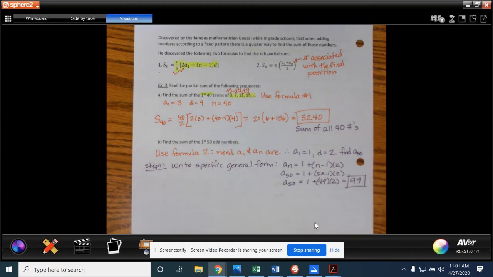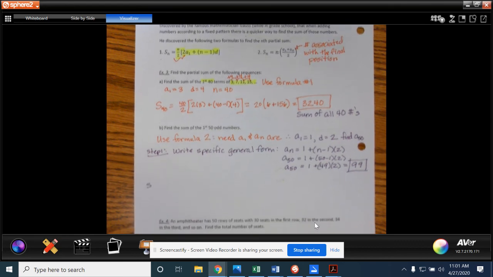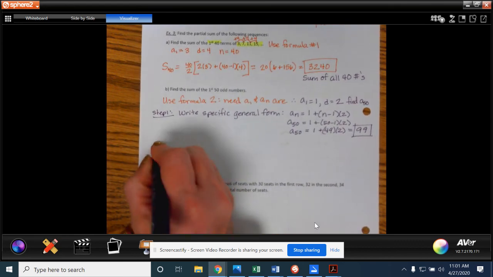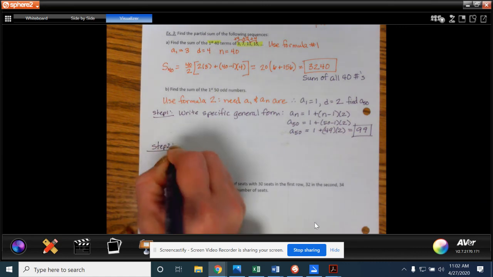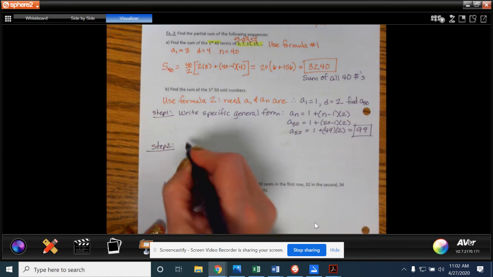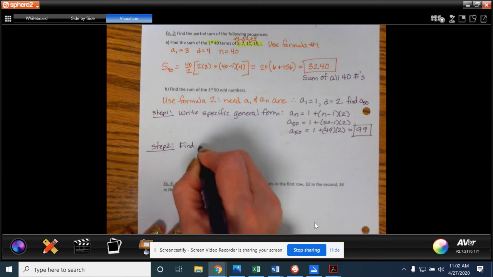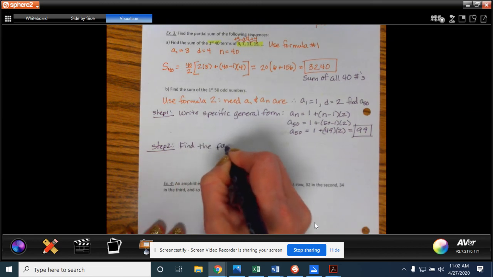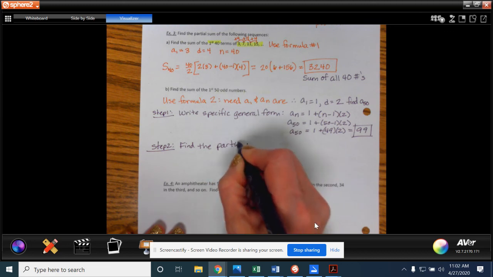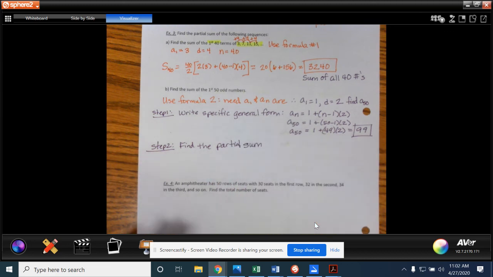So now I know what my a of 50 is. So I'm going to push this up, guys, sorry. Okay, so step 2 is to find the sum. Find the partial sum. And they call it a partial sum because a sequence can continue on indefinitely. And so a partial is saying, I want this many of that sequence. That's why it's called partial sum.